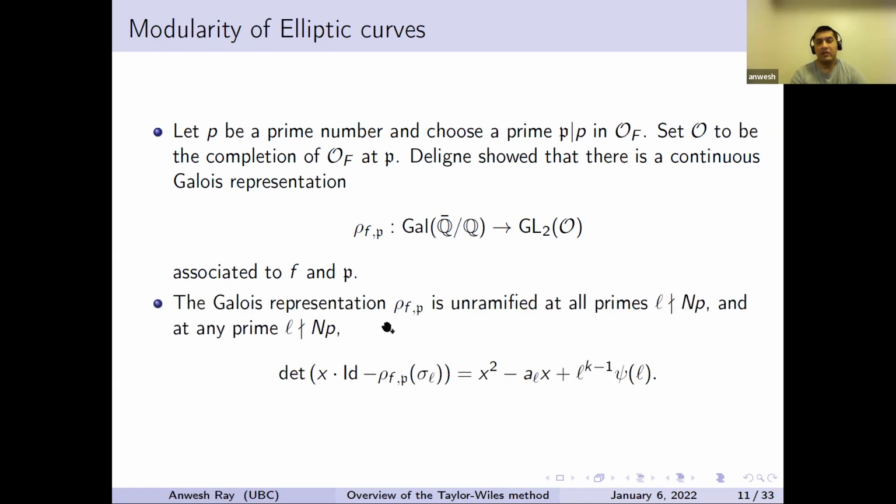And the other thing about this Galois representation is that it recovers properties of the modular form. So for instance, once again, we take the characteristic polynomial of the Frobenius at a prime L not dividing N times P, and then we recover the Fourier coefficient a sub L, and we also recover the level, the nebentypus and the weight. So the point is that it tells us a lot about this modular form.